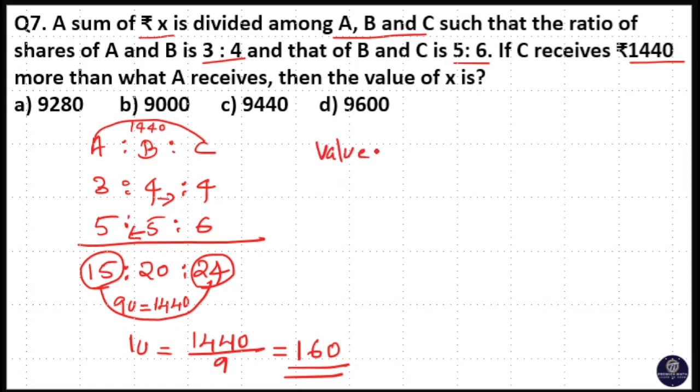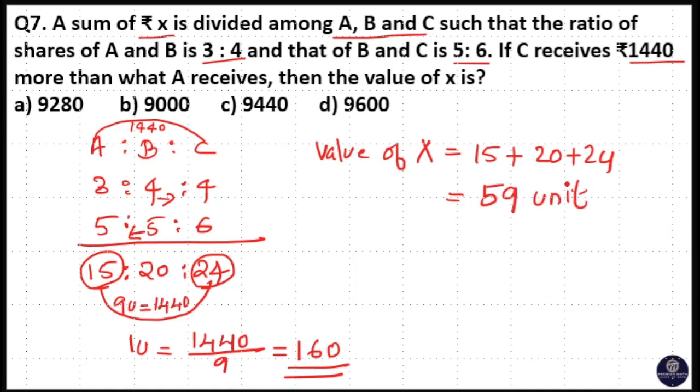The value of X is the total units, that is 15 plus 20 plus 24. 20 plus 24, 44, 44 plus 15, 59. 59 units is the value of X. That means the value of X is 59 into 1 unit value 160.